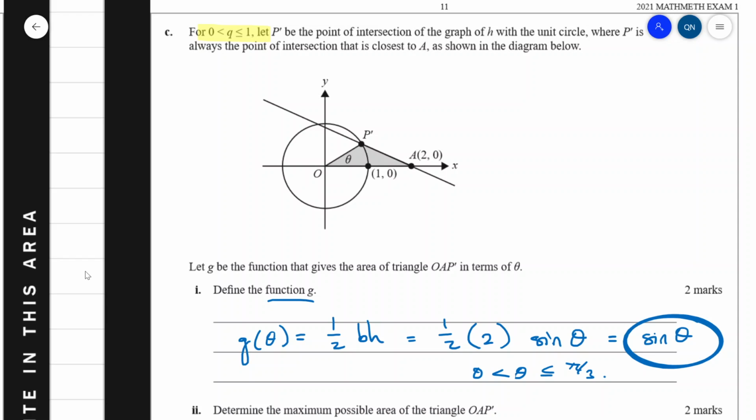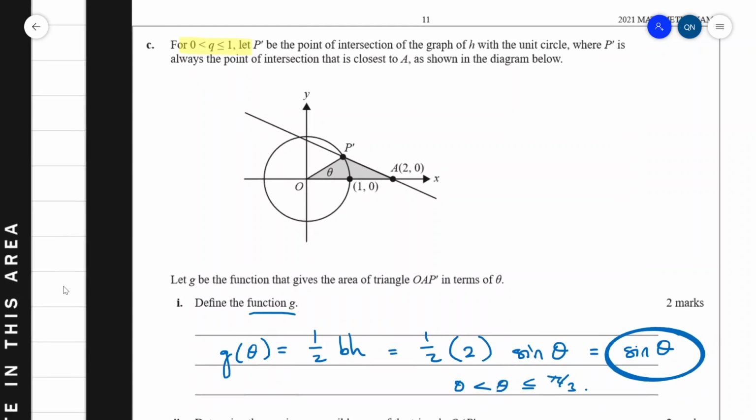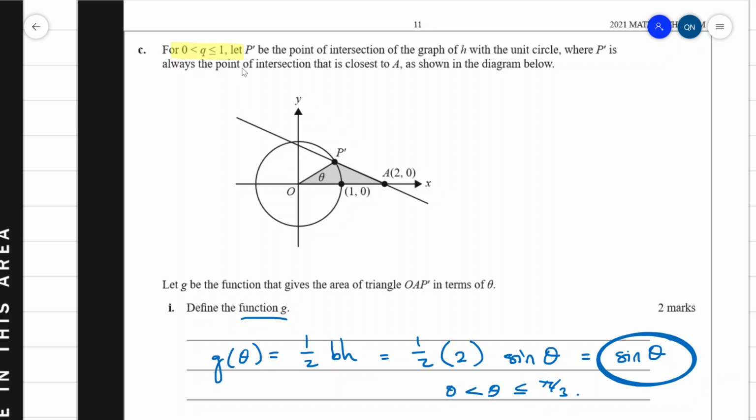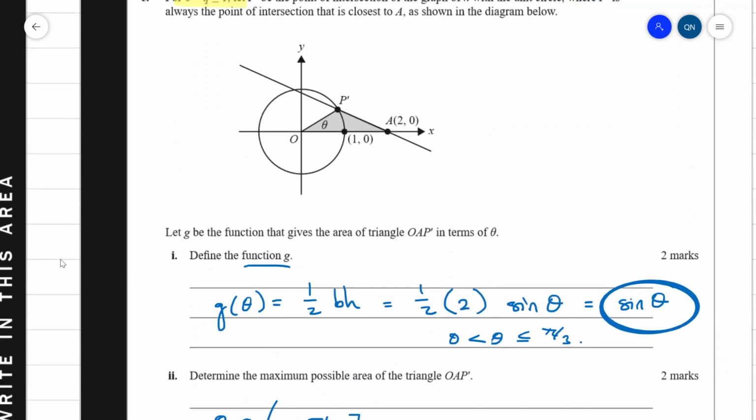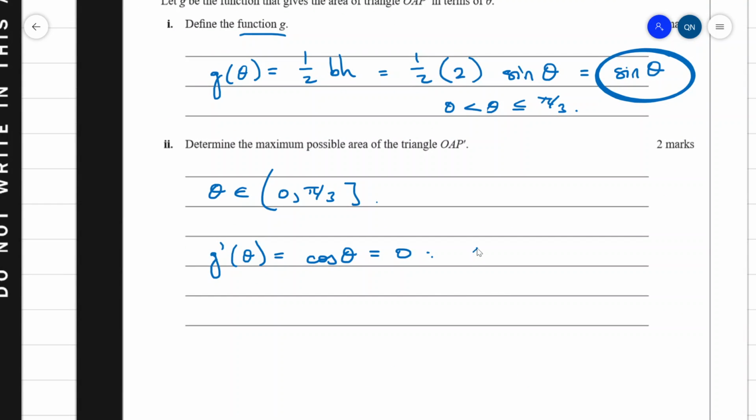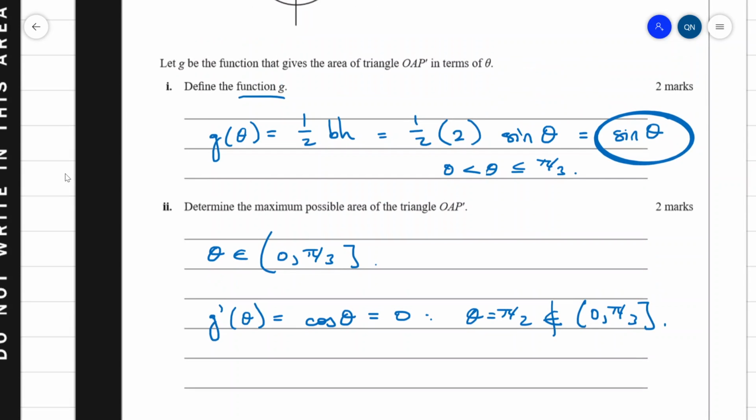q is between 0 and 1, where P prime is always the point of intersection that is closest to A. Okay. So it can only go up to pi on 3, which, okay, that makes sense. So you're going to get theta is equal to pi on 2, but that's outside of the domain 0 to pi on 3. That's not what we want. So therefore, we have to take a look at g at one of the endpoints. It's g of 0 or g of pi on 3, because the maximum can only occur at the endpoints.